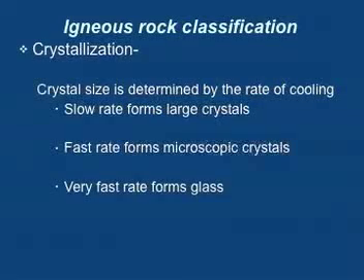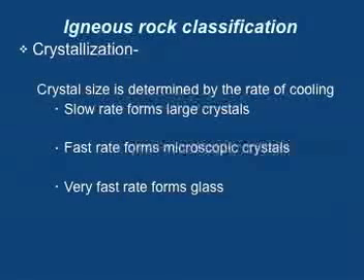I've kind of already given you a hint. The two main textures are going to be coarse, or large crystal, and fine, or small crystal. We already talked about how you get big crystals, or coarse grain, when you cool slowly beneath the Earth's surface, and fine grain, or small crystals, when you cool fairly rapidly at or near the Earth's surface. So we're already on our way.